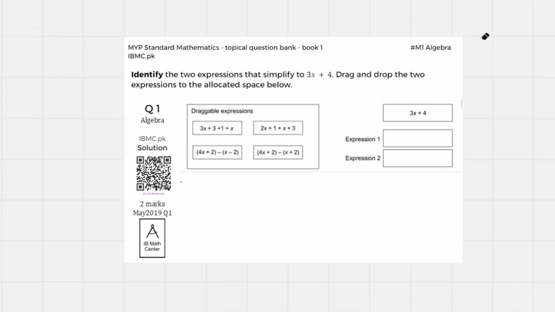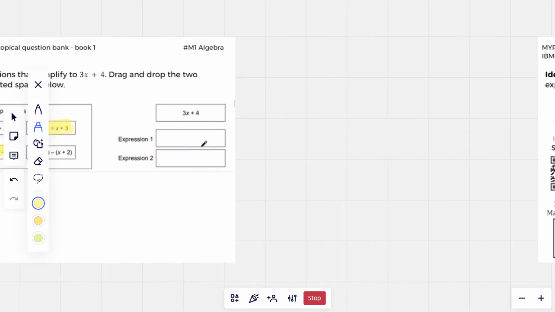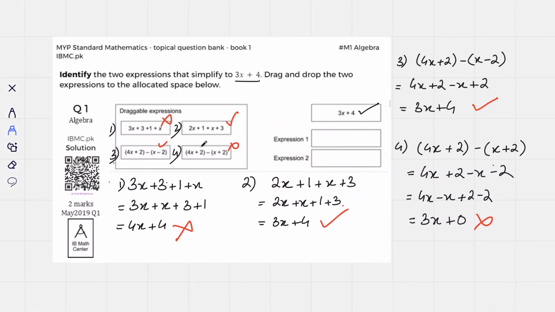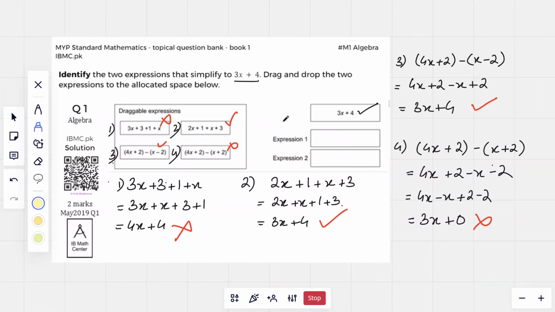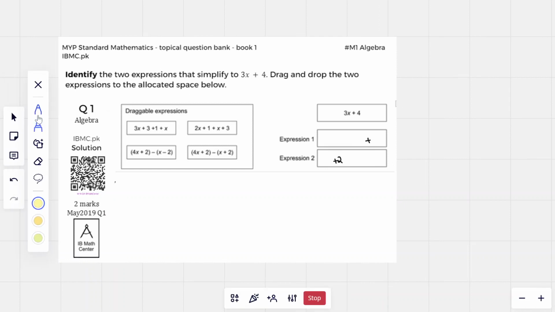This is question number 1 of the Algebra MYP assessment topical solution series. For those of you who are here for the answer to this question, the answers are the following two expressions. For those who would like to tally their solutions, 2x plus 1 plus x plus 3 and 4x plus 2 minus x minus 2 are the solutions. Feel free to pause the video here. For those who would like to see the detailed solution, let's begin.